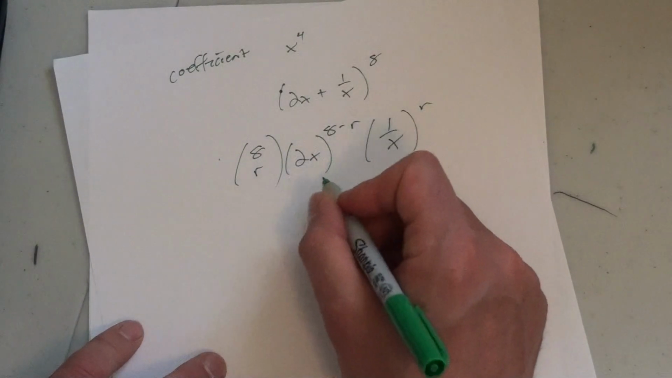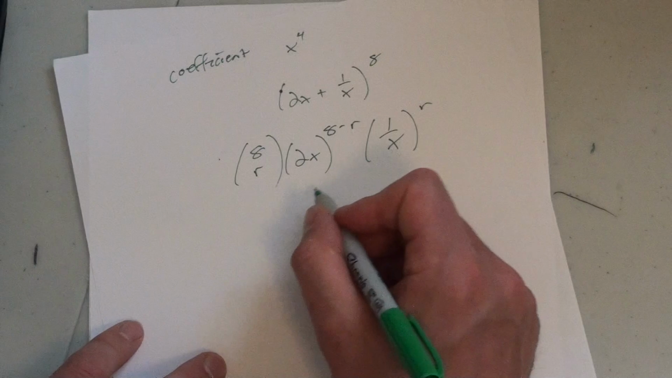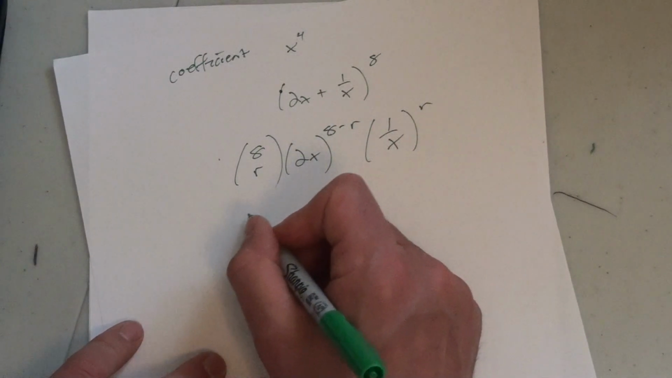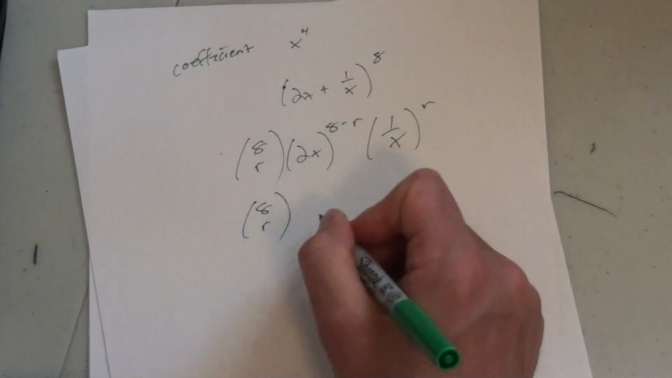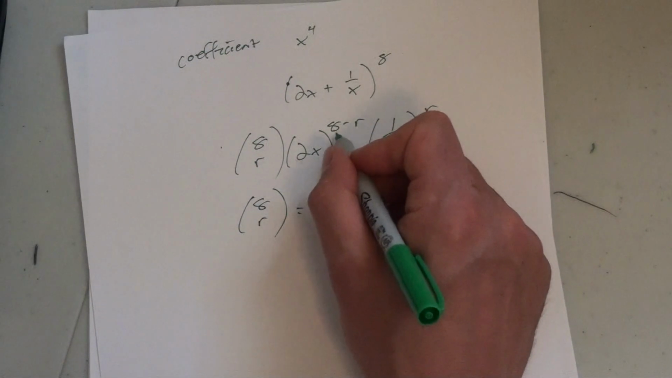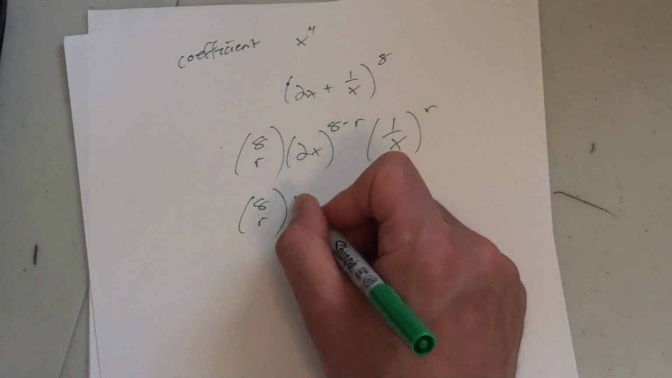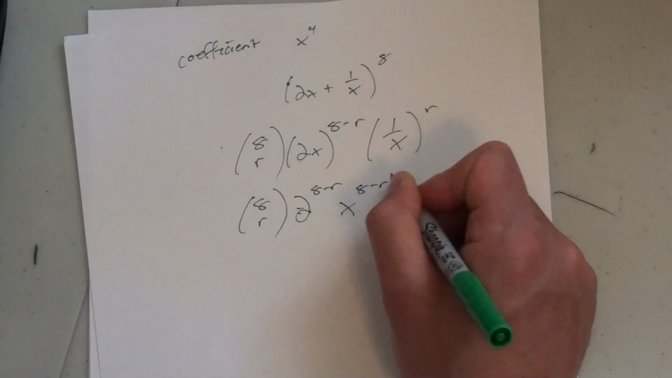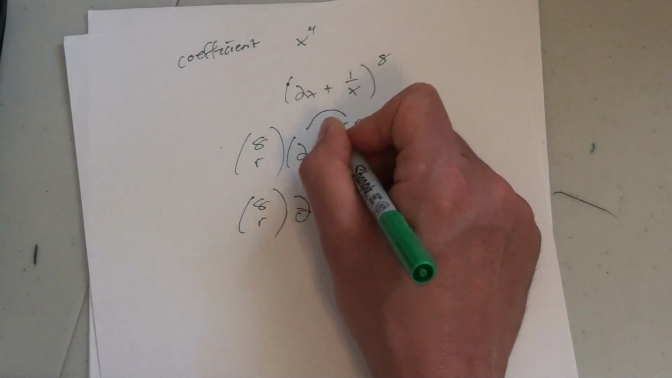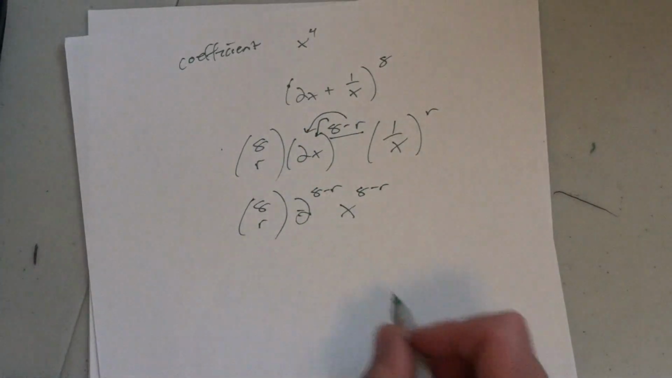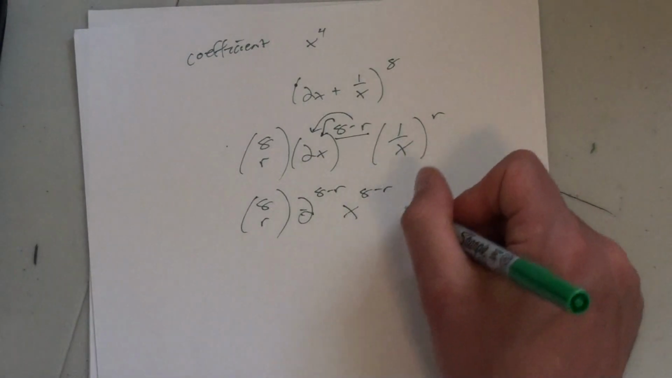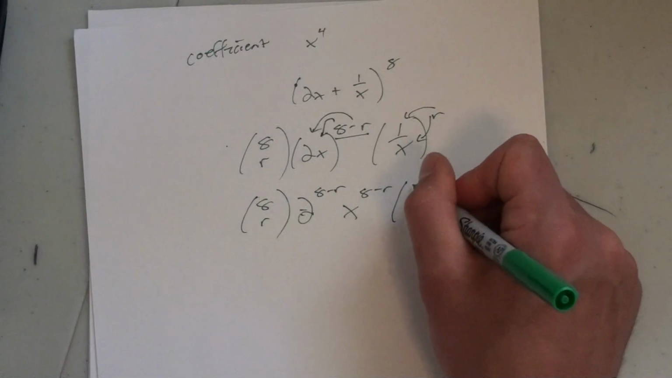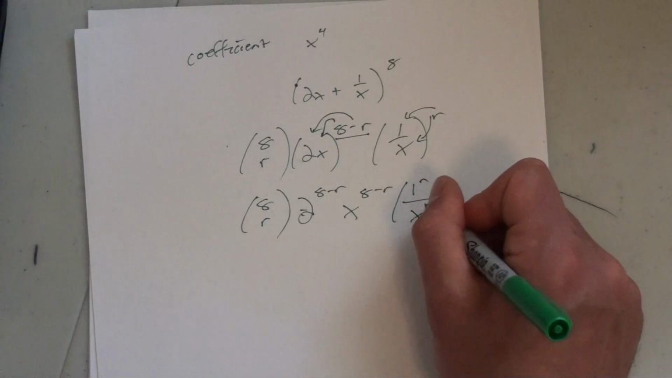And what I'm going to do is a little bit of simplifying inside here. I'm going to take my exponent and multiply it into both these terms here: 2 to the 8 minus r, x to the 8 minus r. So this exponent I'm actually going to take into both of these things. I didn't have to in the previous one because I only had an x. And then I'm going to take this exponent, put it into both the top and the bottom of this, and it's going to give me 1 to the r, x to the r.